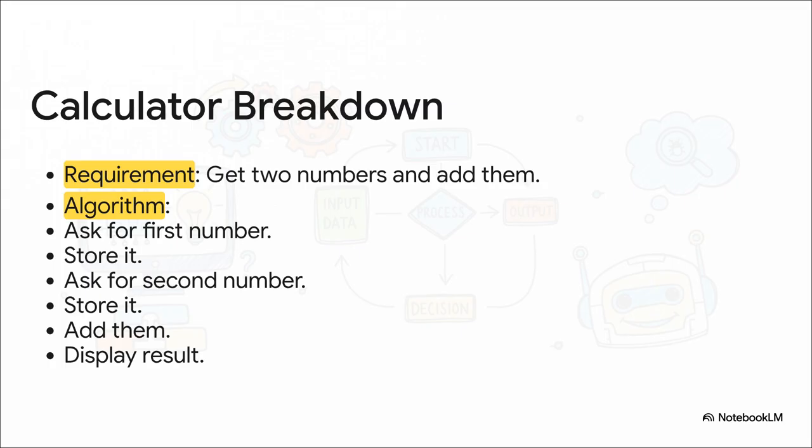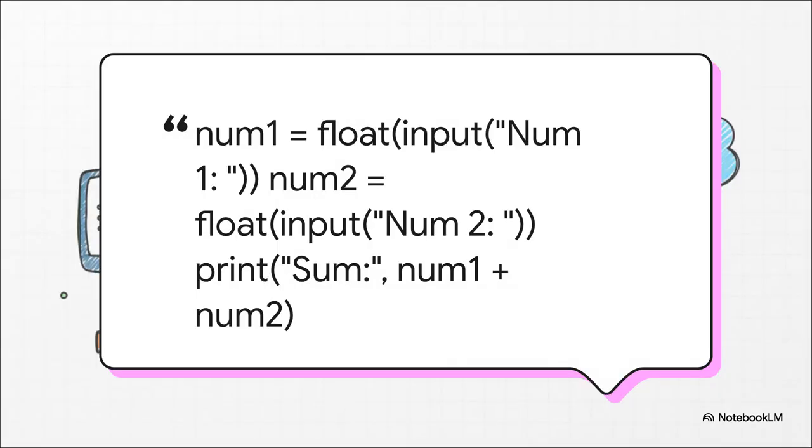Now for step 2, the algorithm. See how we break it down? We have to ask for the first number, store it, ask for the second number, store that one, do the addition, and then finally show the answer to the user. It's a clear step-by-step plan. And this is what that plan looks like in Python.